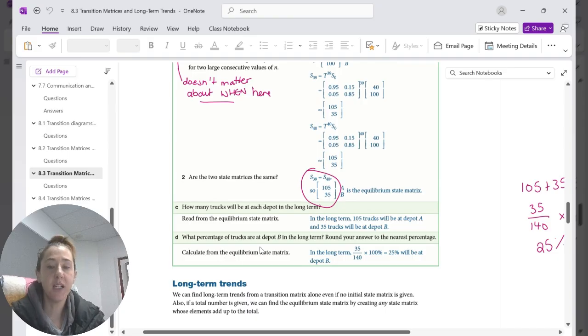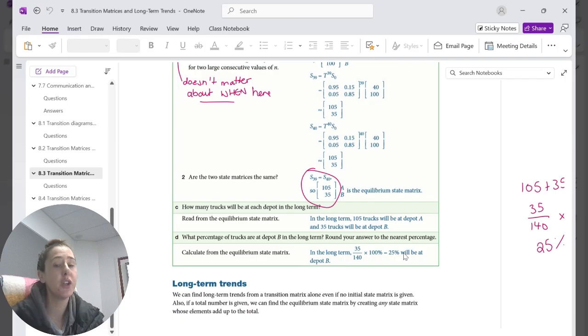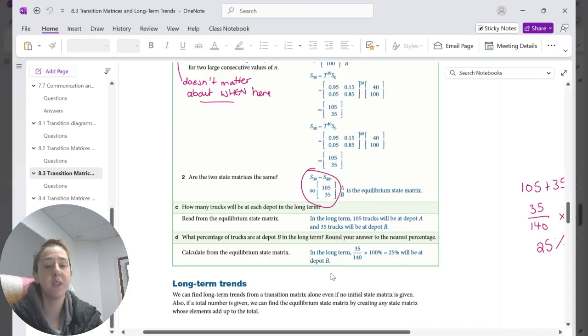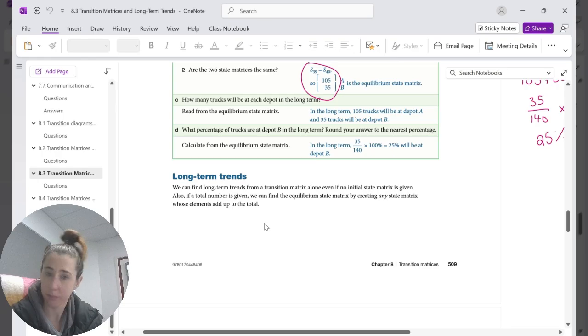So what percentage of trucks are at depot B in the long term? How many trucks do we have in total? There were 140 trucks in total. 35 of our trucks in the long term end up at depot B. So 35 out of our 140 trucks are at depot B. We're going to multiply that by 100 to turn it into a percentage. So 25%. Make sure you show your working as well. Do not just write the answer. Show me your working so I know you know what you're doing. 25% of our trucks will be at depot B in the long term.